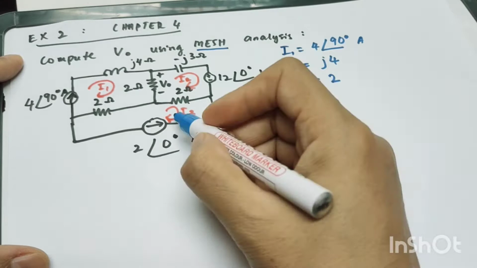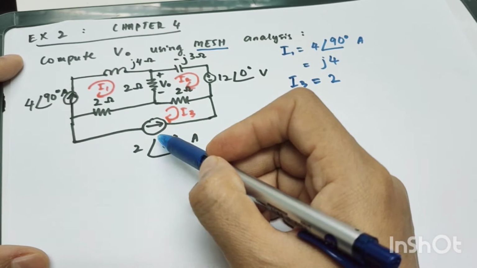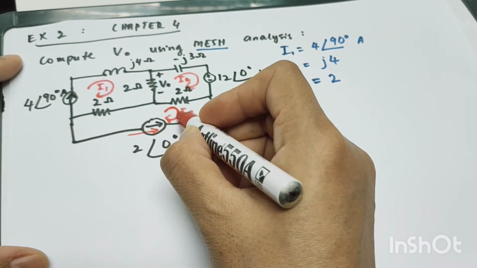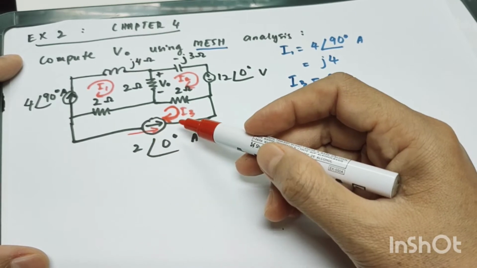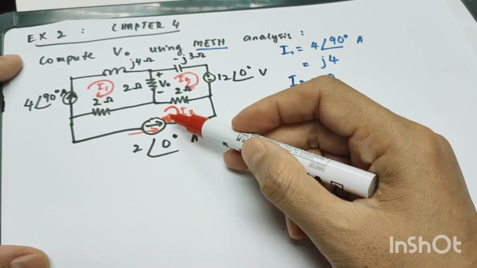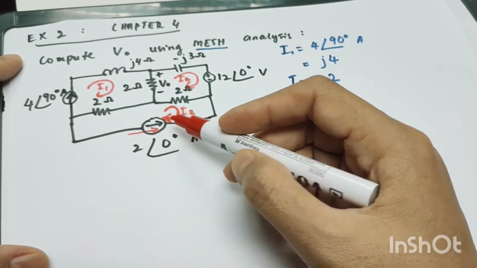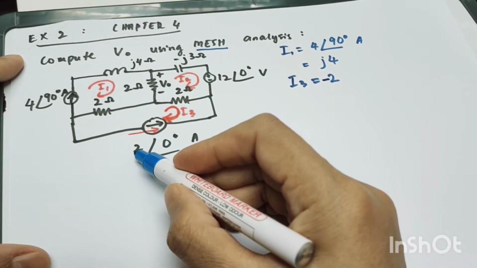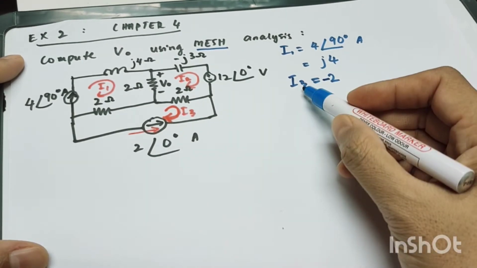I3 is going this way, clockwise, right? Whereas the current of this current source is going that way. So I3 is going this way, and the current source is going this way. As you can see, the branch current supplied by the source here and the mesh current I3 are in different directions. So for this current I3, we must take the value as negative, the inverse of this value. It's negative 2 because it's opposite in direction. So that is I3.